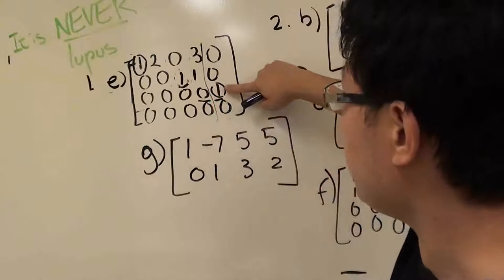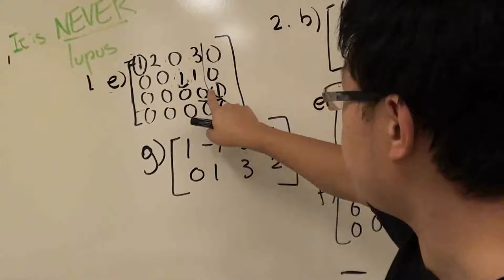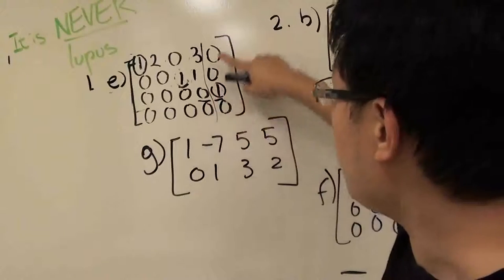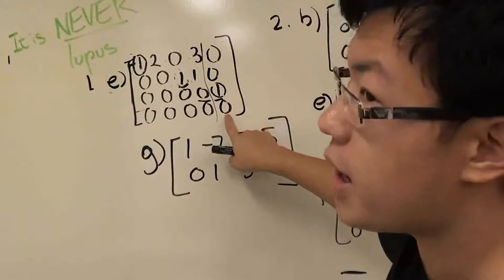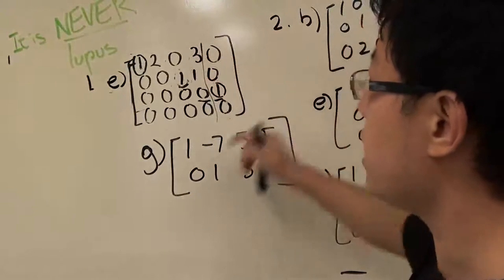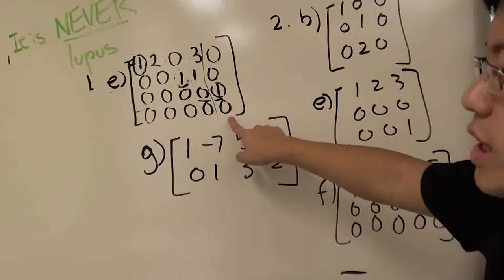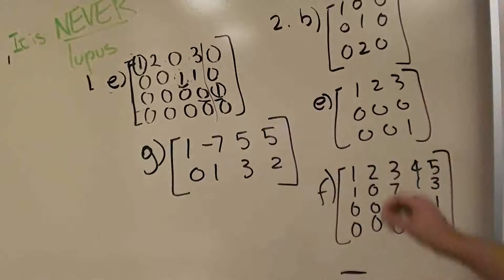Because if you look at here, the rule says if this row has a leading coefficient in the fifth column, then the next one has to be on the right. That's not possible unless we expand the matrix, right? But it's okay because these are all zero rows. So because of that, this is perfect for the echelon form.